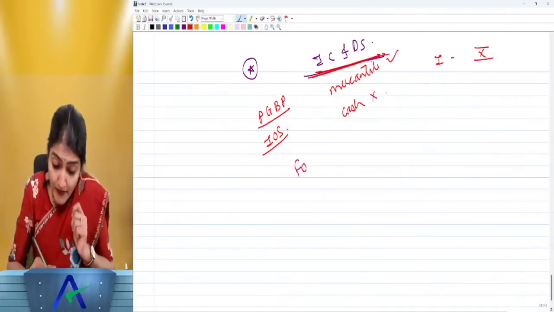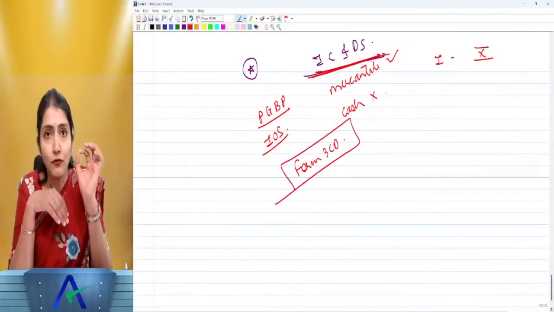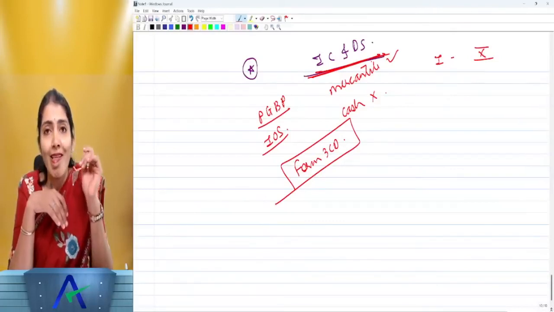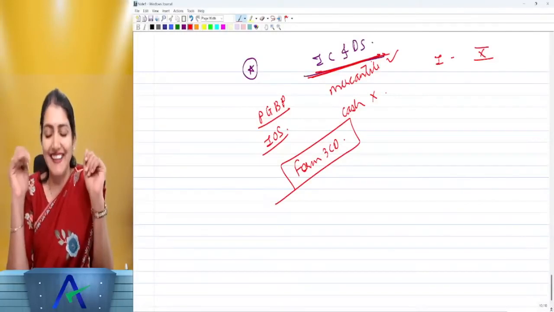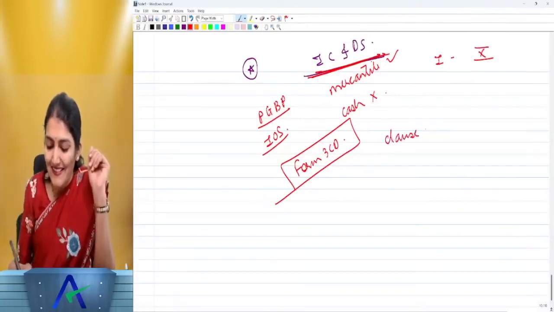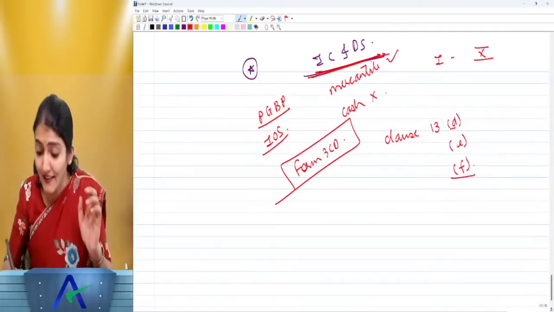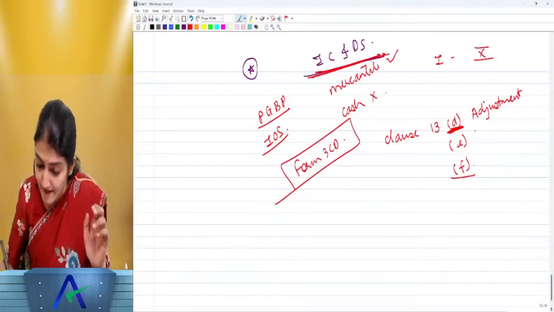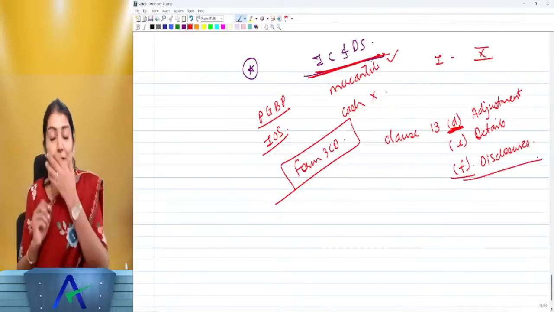And then, where in the Form 3CD do you need to do the reporting of ICDS? Where in the Form 3CD do you need to report whether the assessee has followed the ICDS? In clause 13 D, E and F. What is 13D? 13D is regarding whether any adjustment is required to be done in order to comply with the ICDS. Then the details of the adjustment, and then the disclosures as per the ICDS.